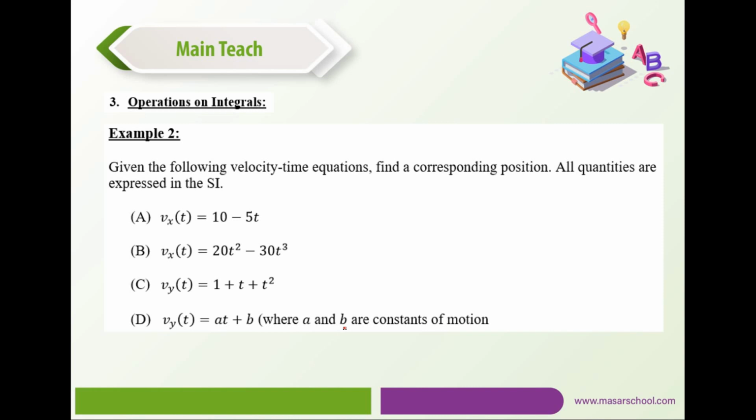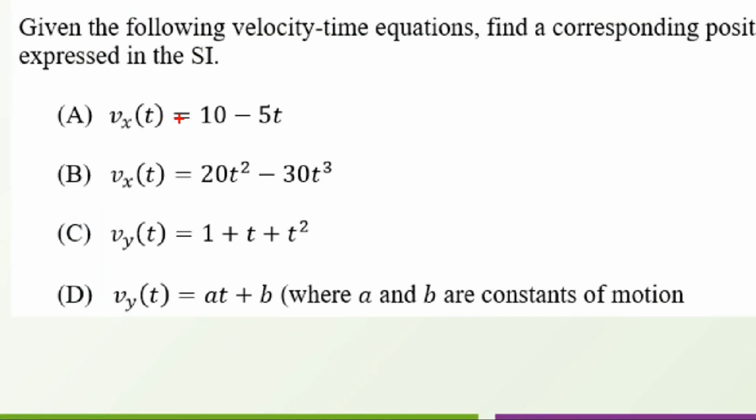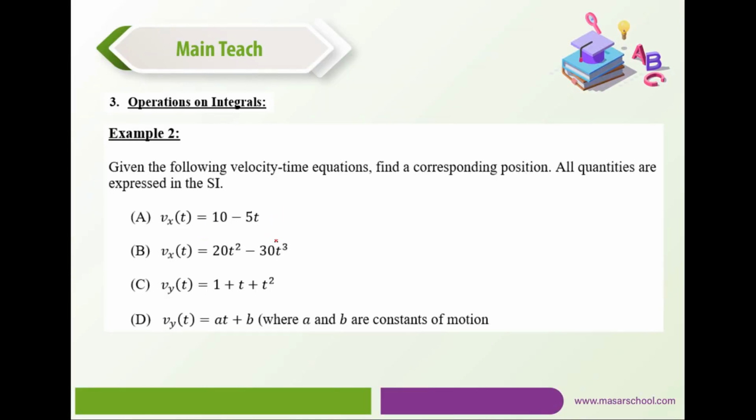Now example 2: given the following velocity time equations, find a corresponding position. All quantities are expressed in SI. Here we can notice that for all four parts, v is given by operations between two polynomials, addition and subtraction, which is by itself a polynomial. Then the way to proceed is to integrate each one separately.